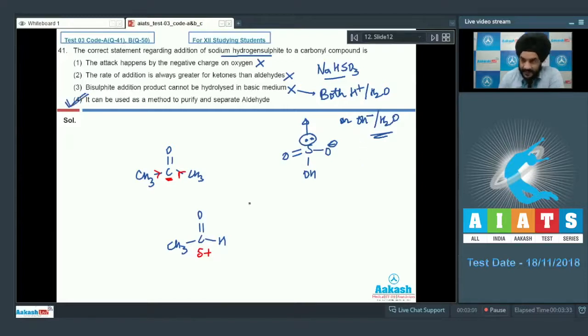It has a specific preference for aldehydes and it forms a precipitate on reaction with most of the aldehydes and separates them from a solution. Hence, it can be purified and separated from a mixture of compounds. So students, we have to mark option 4 as the correct answer to our question. Let us look at the next question now.